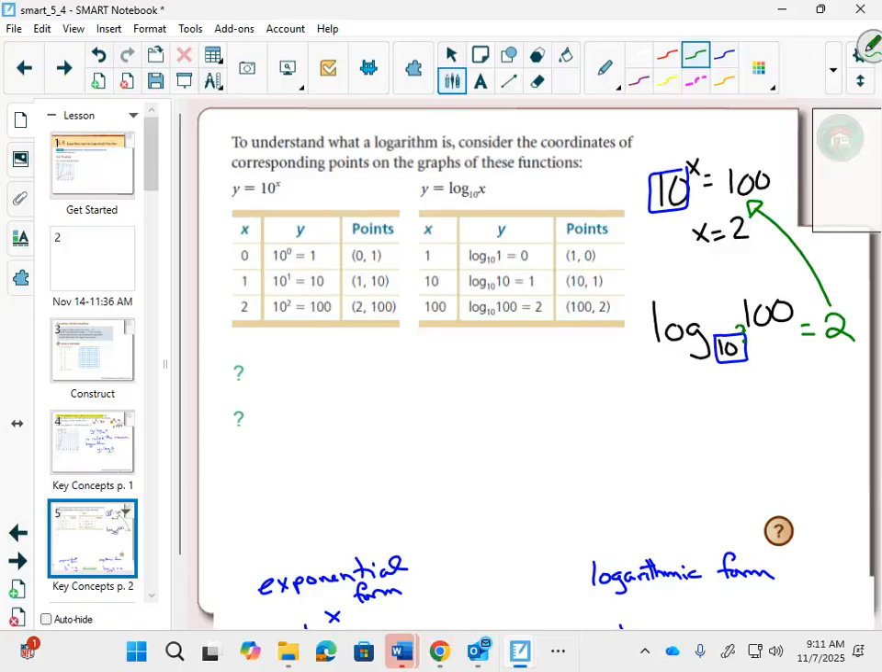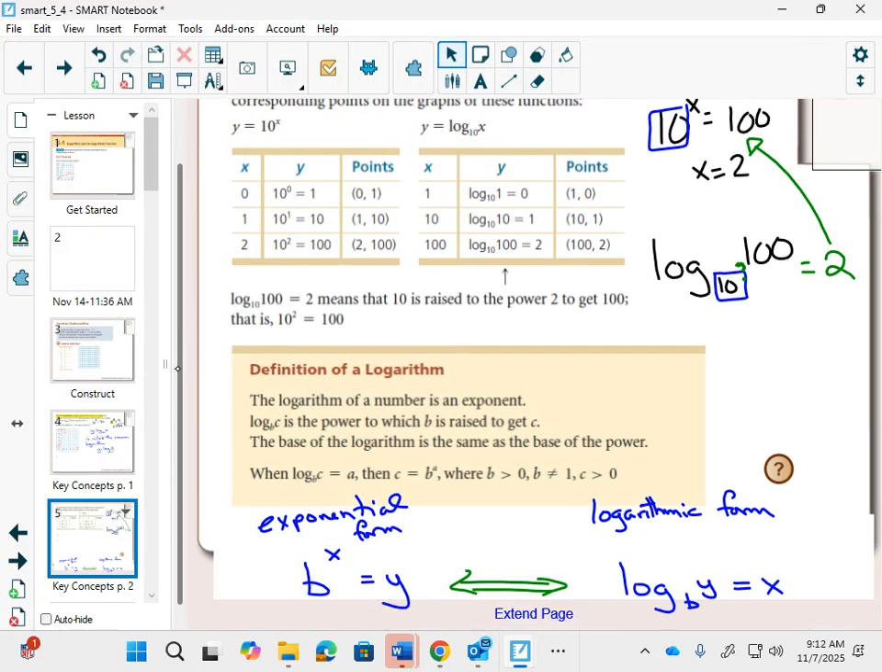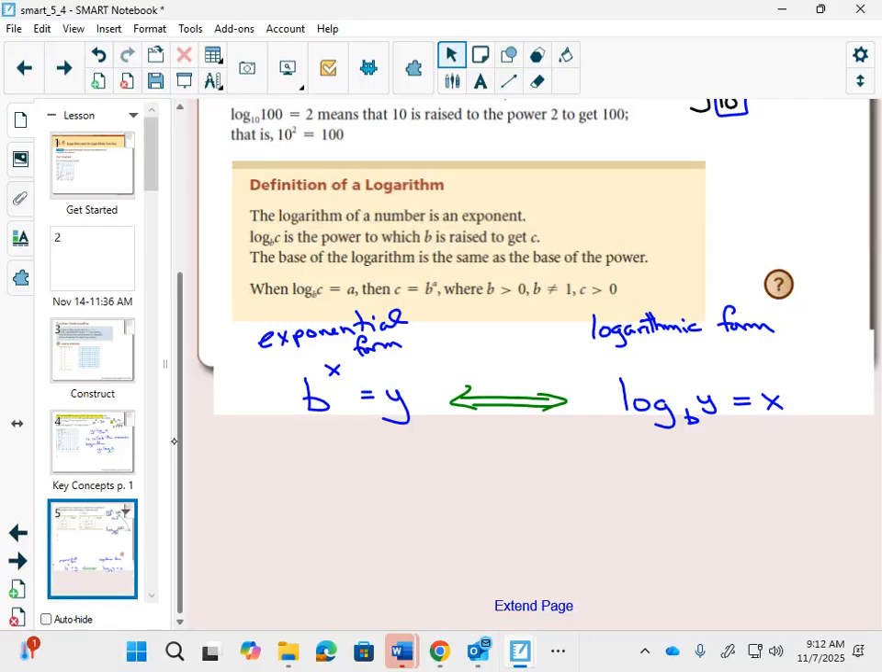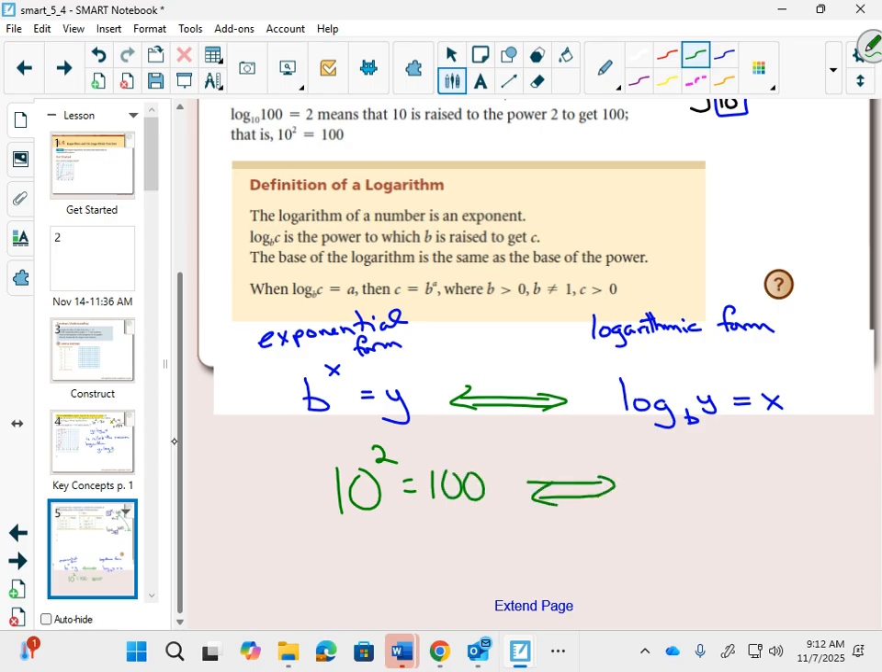So one of the ways that we can really get to understand logarithms is by using the definition of a logarithm. And I'll get you to write this at the bottom of the page. For every exponential form that you have, you can write it in logarithmic form. So for example, we wrote down 10 squared is 100. In log form, that's like saying log base 10 of 100 is equal to 2.